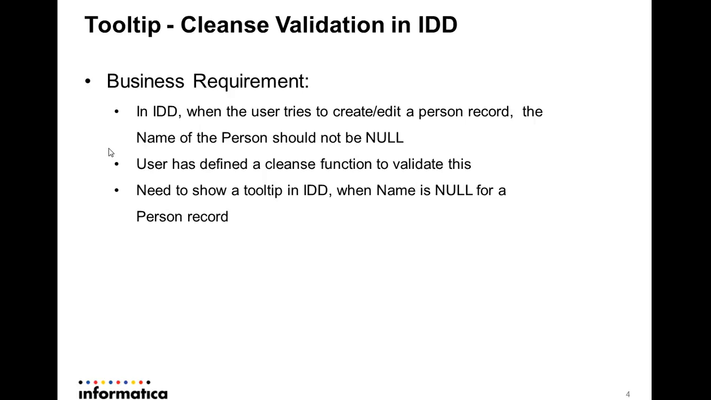So for today, we are going to see about the tooltip implementation in a cleanse function validation of IDD. Let us take a business requirement wherein the user is validating whether the name of the person is null or not. Our requirement is whenever a user tries to create or edit a person record, the name of the person should not be null. So we have a cleanse function validation for this implementation, and we need to show a tooltip in IDD when the name is null for a person record. This is our business requirement to implement the tooltip.